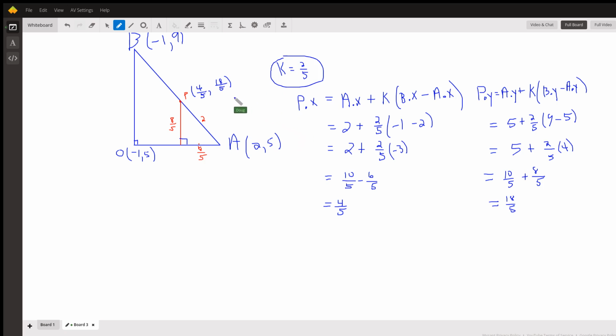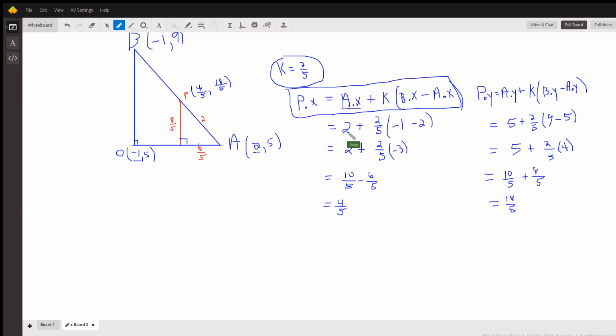And the strategy is this: the x coordinate of point P, we start at A dot x, which is 2, and we add on the directed distance from A towards B, the horizontal component. And that directed distance is -1 minus 2. We actually treat it as a negative distance because we want to make the x coordinate of A smaller. So there's your formula right there.